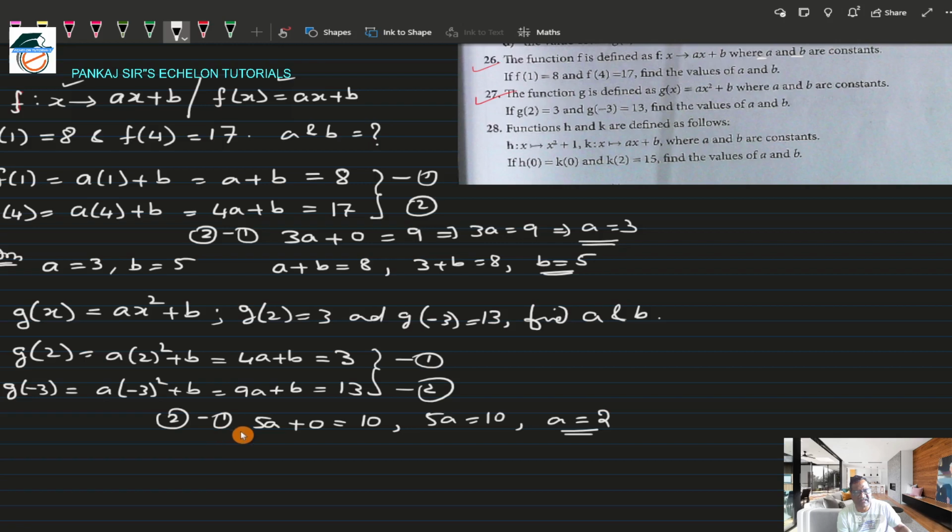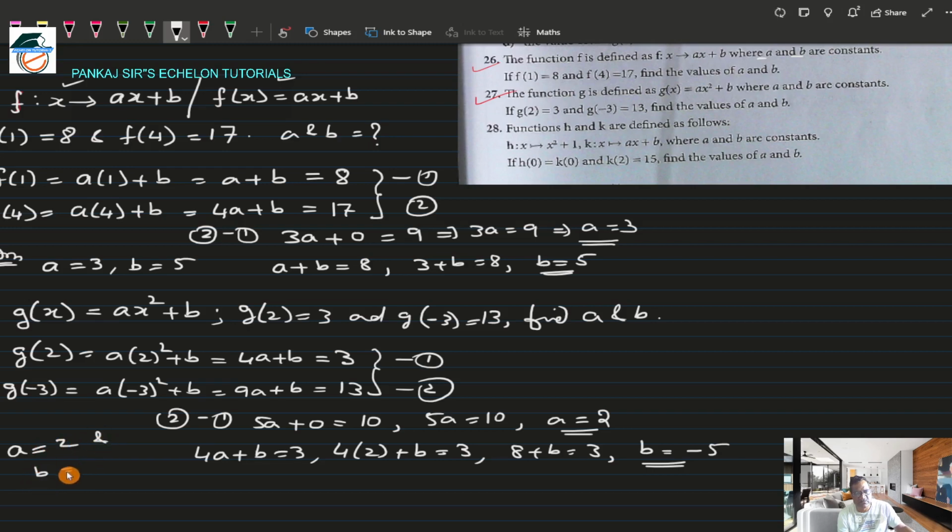Now I'll plug in this a equal to 2 in any of these equations. So let me put it in this 4a plus b equal to 3. If I plug in a equal to 2, it will be 4 into 2 plus b equal to 3. That will give me 8 plus b equal to 3. So my b will be equal to 3 minus 8, which is minus 5. So the answers that I get are a equal to 2 and b is equal to minus 5. Okay, so that was question number 27.